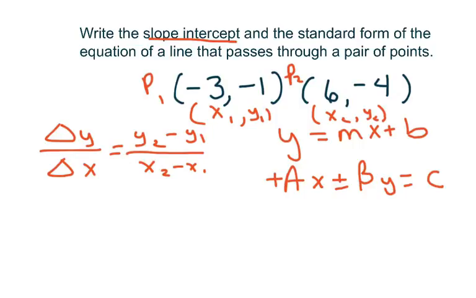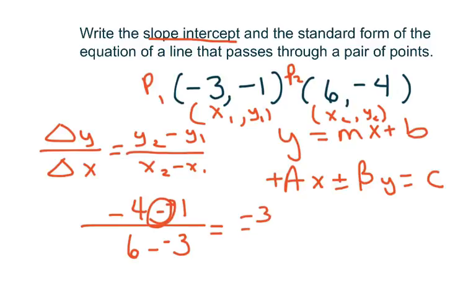So I'm going to find the slope. Y sub 2 is negative 4 minus a negative 1, which is y sub 1. And then I have 6 minus a negative 3. So this is going to give me negative 4, and this is a plus, so negative 4 plus 1 is negative 3 over, this is a plus, 9. So my slope is negative 1/3. Now, I'm going to go to the next slide and finish this.